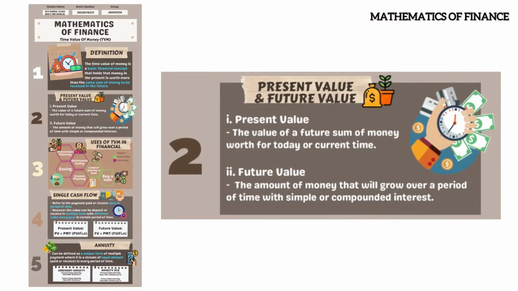Next, present value and future value. Present value can be defined as what some future money is worth for today or the current time. It's related with the loan and we want to know the value of money for now. Future value means the amount of money that will grow over a period of time with simple or compounded interest. If we want to know the value in the future, we use future value.